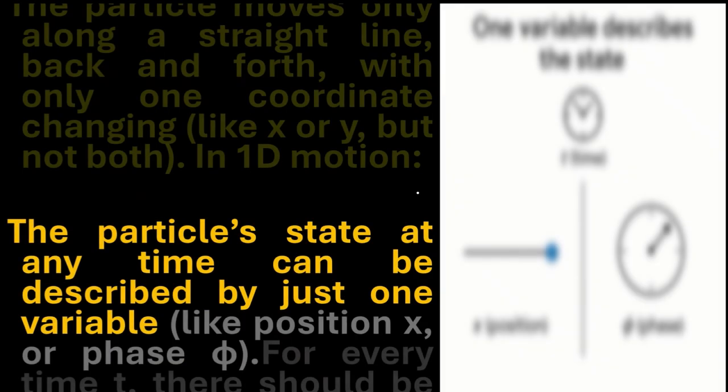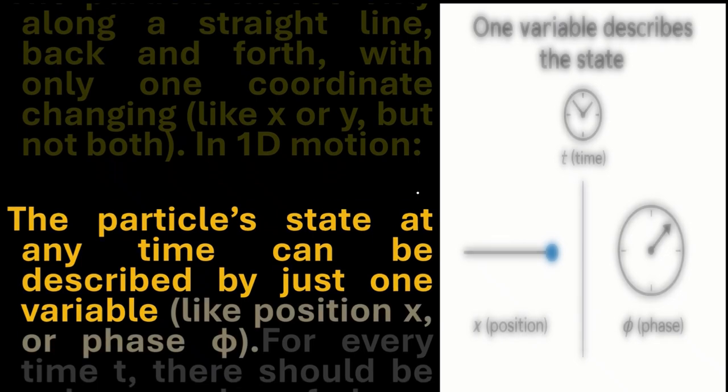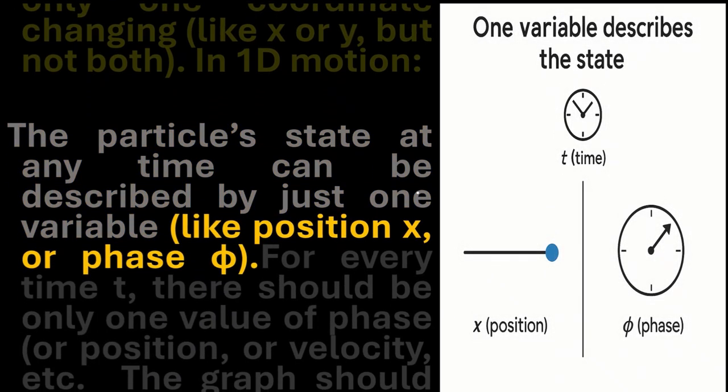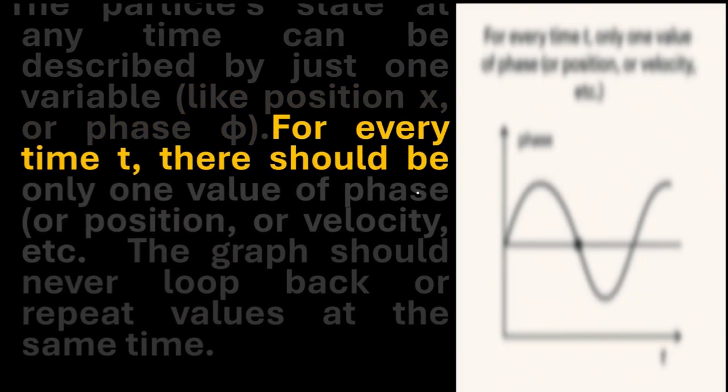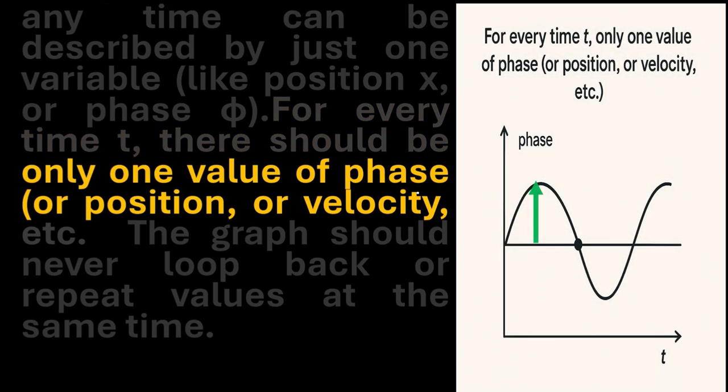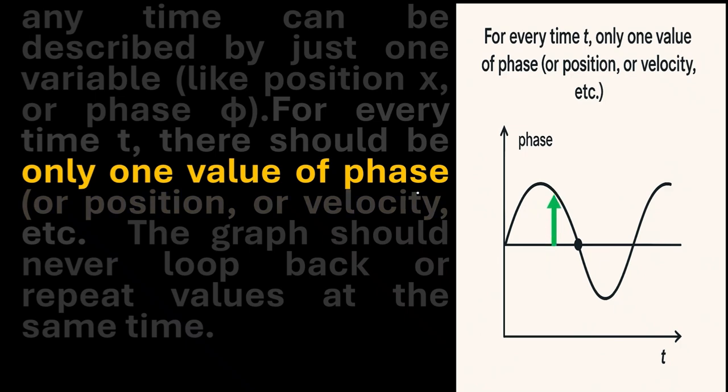Okay. Now, the particle state at any time can be described by just one variable, which could be either position or phase. For every time, there should be only one value of phase, something that we discussed right now. Only one value of phase or velocity, which means time t1 corresponds to one velocity, time t2 corresponds to another velocity, or time t3 or t4 to a new velocity. So there should be only one specific velocity corresponding to an instant of time.